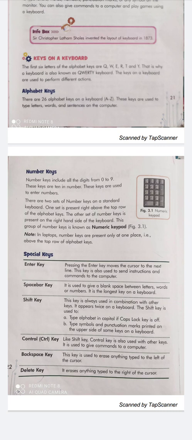Now next, second is the space bar key. It is used to give a blank space between letters, words or numbers. It is the longest key on a keyboard, and we make use of it to give blank space between letters, words or numbers.